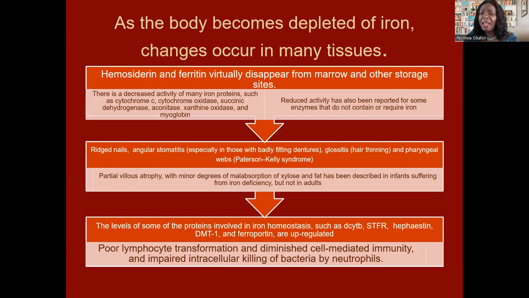These proteins are upregulated in iron deficiency anemia. In iron deficiency anemia, the body's immunity is affected. The immunity is impaired because there is poor lymphocyte transformation, diminished cell-mediated immunity, and impaired intracellular clearing of bacteria by neutrophils. So iron deficiency anemia affects an individual holistically. That is why it's one of the things we should, as much as possible, try to avoid in infants and pregnant women, because it affects a whole lot of tissues in the system. The enzymes involved with so many things in the system are affected, and the immune system is impaired, with poor lymphocyte transformation, diminished cell-mediated immunity, and impaired phagocytosis by neutrophils.